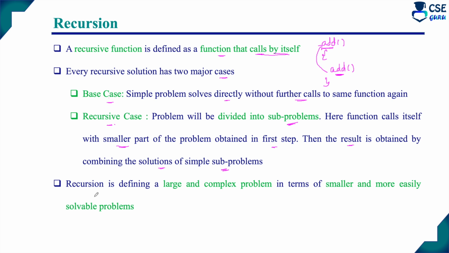And recursion, initially, will be given as a larger and complex problem, and this large and complex problem will be divided into smaller and more easily solvable problems by implementing this recursion. That is the meaning. So this is nothing but recursion or a recursive function. Simply, recursion or a recursive function is nothing but a function that calls itself. A user-defined function calls itself.